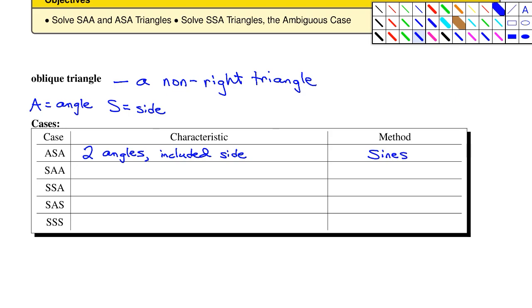If you have SAA, then you still have two angles because you have two A symbols there. And you have a side, but notice that the side is sort of on the outside. So this is a non-included side. And this uses the law of sines.